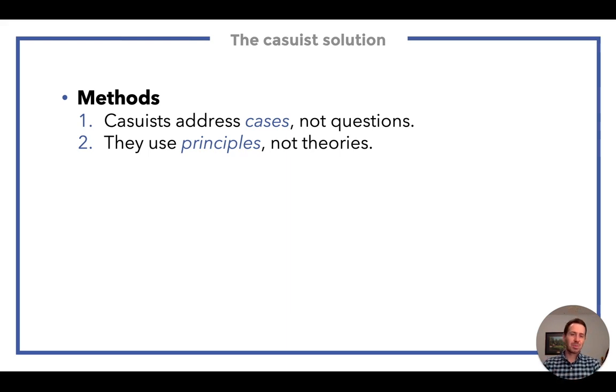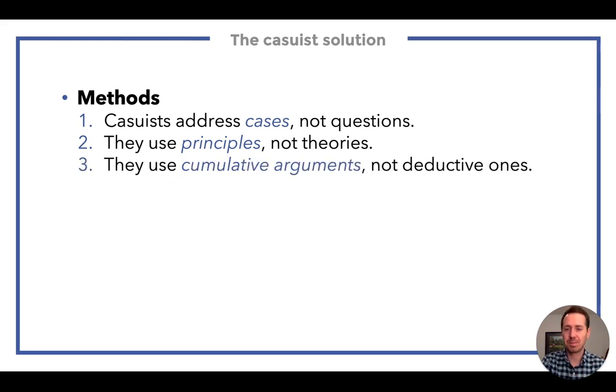We need to use principles, not theories. So maybe prima facie rules rather than some theory like utilitarianism. Maybe those prima facie principles will be more helpful. They use cumulative arguments, not deductive ones, so we can't sort of say, here's the principle that applies in each and every case. Rather, we've got to look at what the weight of reason speaks in favor of.